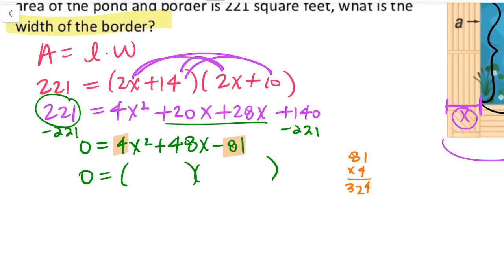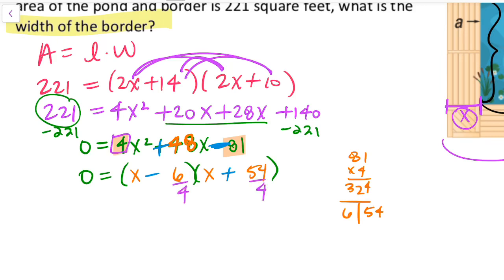Okay, what numbers multiply to 324 and subtract to give us 48? Those numbers are going to be 6 and 54, right? Because 54 times 6 will give us 324. 54 minus 6 will give us that 48 that we need. So we go x and 6, x and 54. Our signs are different. Our bigger number is positive: x plus 54, x minus 6. And now we get to divide inside by that leading term of 4.